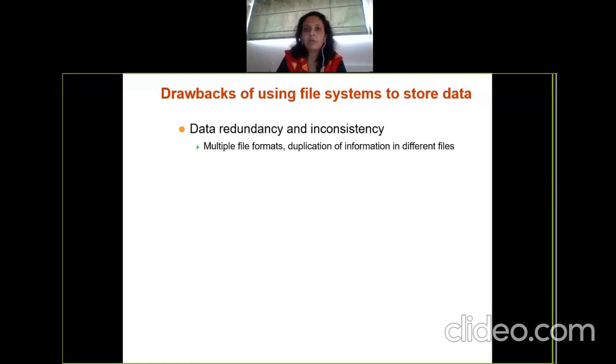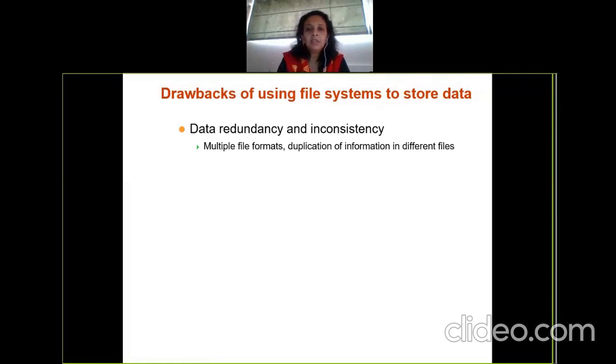For example, your name, your address, and your phone number may be duplicated in 5 course files. Now, this is about redundancy. What is the next? Along with the redundancy, inconsistency may occur. Now, what is meant by inconsistency?